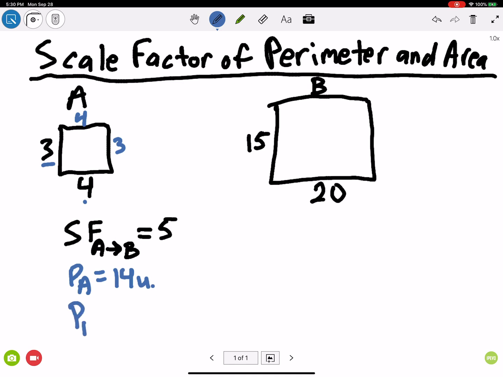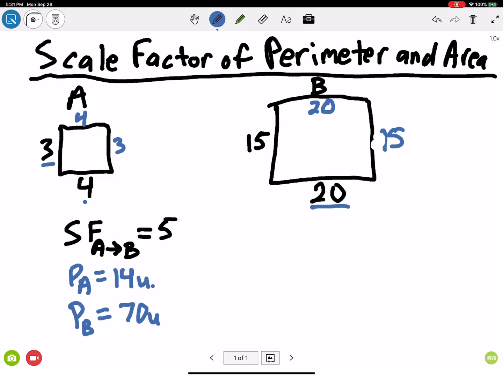Perimeter of rectangle B, 15 plus 15. 15 plus 15 is 30, plus 20 is 50, plus another 20 is 70. So I've got 70 units.